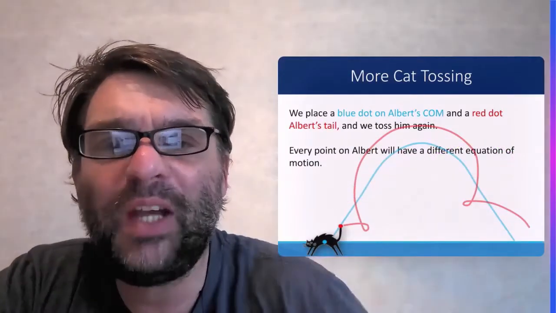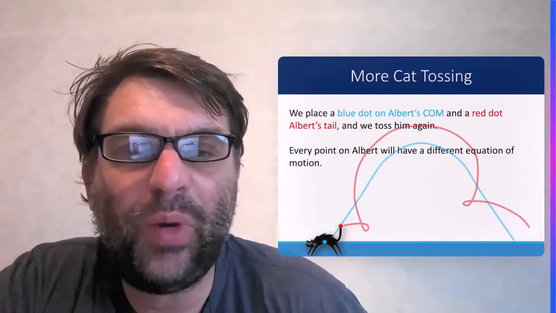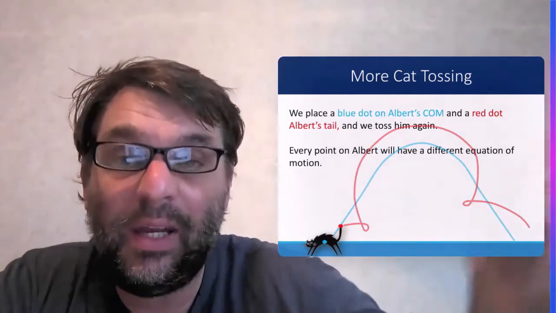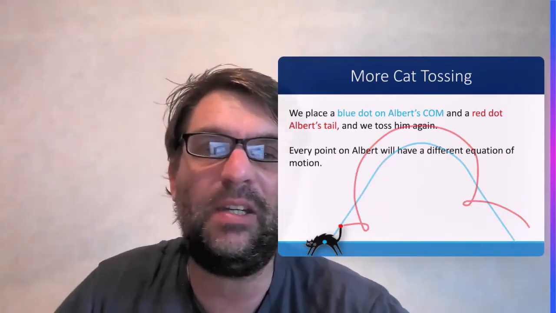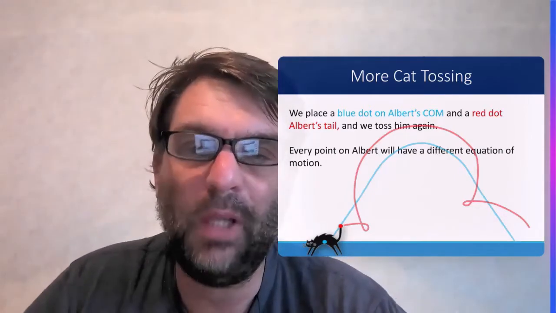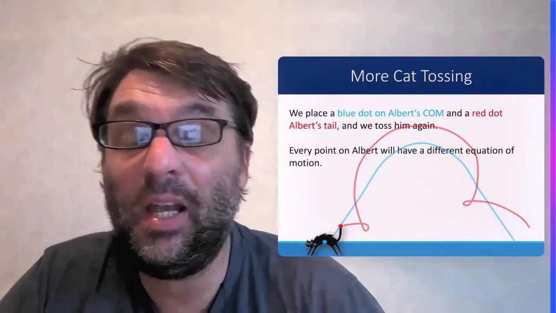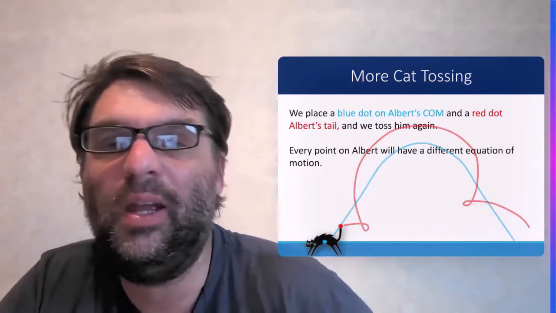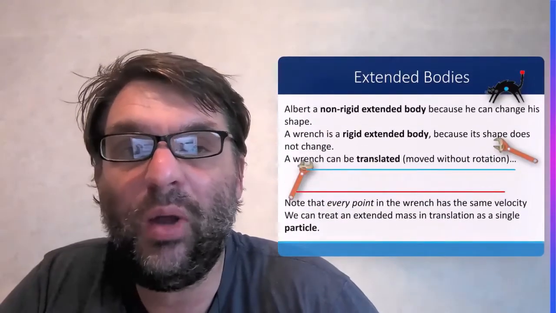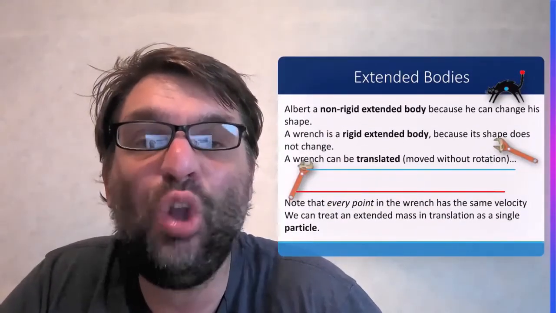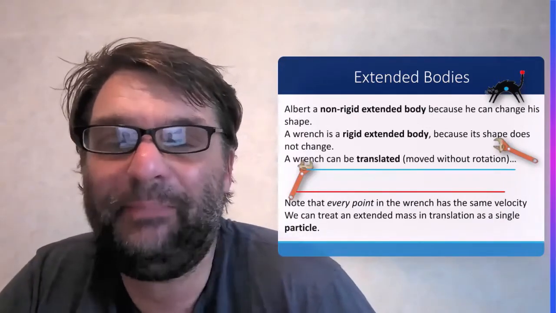So when we place a blue dot on Albert's centre of mass, as we see in the diagram below, and the red dot is on Albert's tail, and we throw him again across the slide, you'll see every point of Albert will have a different equation of motion. Basically you'll see that his centre of mass looks a lot less complicated in terms of motion than his tail. Okay, so Albert's known as an extended body, a non-rigid extended body, because he can change shape. Okay, he can roll into a ball, for example, because it's a cat.